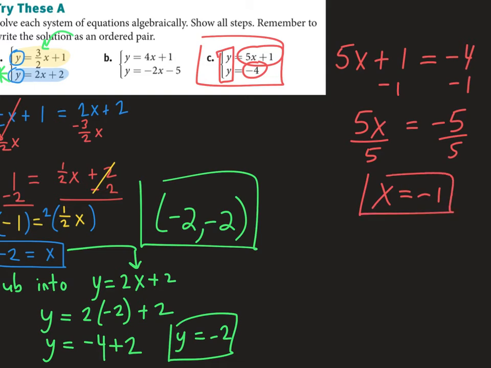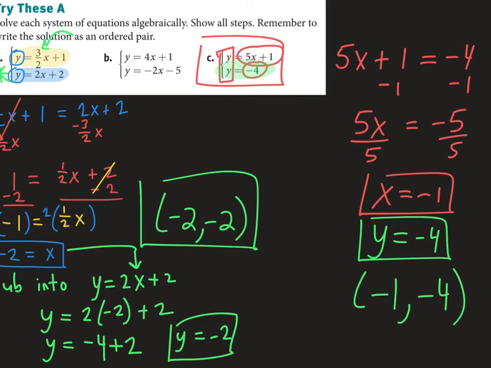Now, what are we going to do to get y? Okay, we got to plug it into one of the original equations. But take a look. The second equation told us that y equaled -4. So we actually kind of already knew y from the very beginning, didn't we? Hopefully you guys caught that. So y equals -4. So our solution for this one, -1 for x, -4 for y.